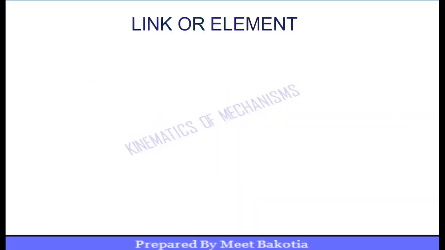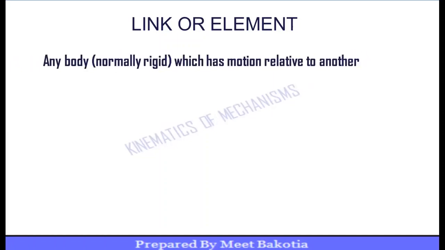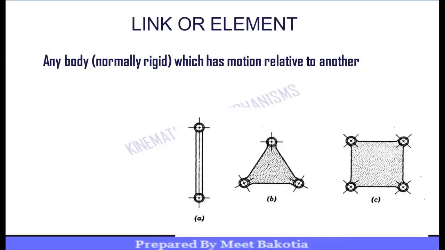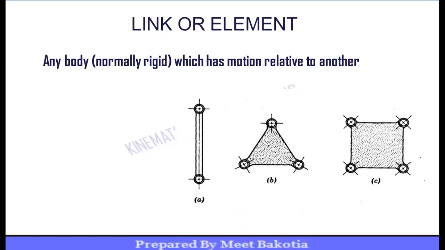Moving ahead. In your university exams, many times the question is asked, define link or element, or define kinematic link or kinematic element. Link or element is one and the same thing, different names are given. Any body is usually a rigid body we think about, even if it is not a rigid body, it must be a resistant body. Any body which has relative motion with respect to another body is called a link or kinematic link.